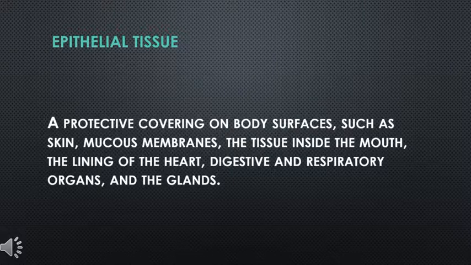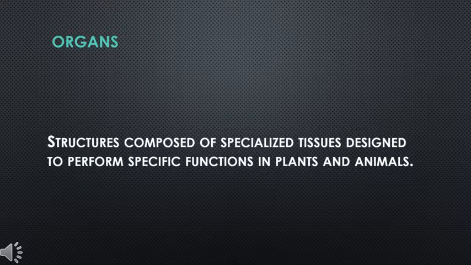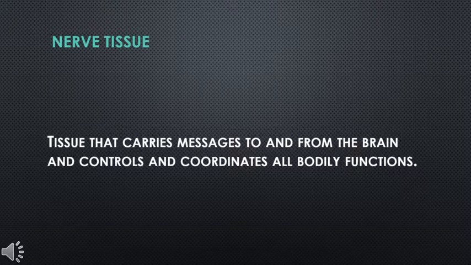Epithelial tissue. A protective covering on body surfaces, such as skin, mucous membranes, the tissue inside the mouth, the lining of the heart, digestive and respiratory organs, and the glands. Muscle tissue. Tissue that contracts and moves various parts of the body. Organs. Structures composed of specialized tissues designed to perform specific functions in plants and animals. Nerve tissue. Tissue that carries messages to and from the brain and controls and coordinates all bodily functions.